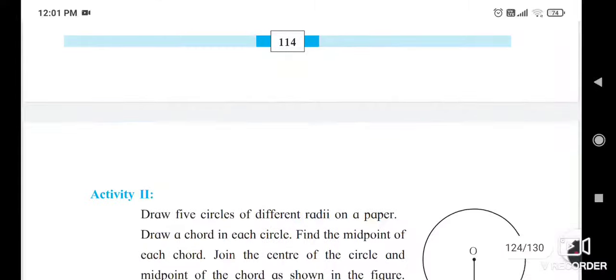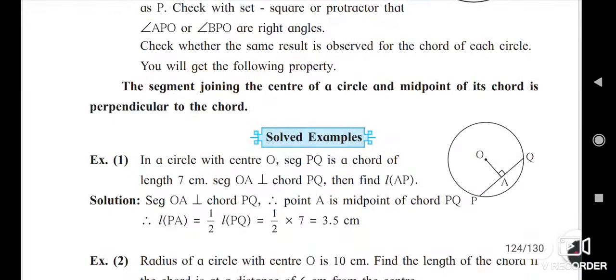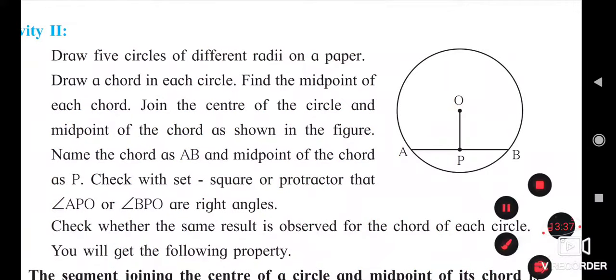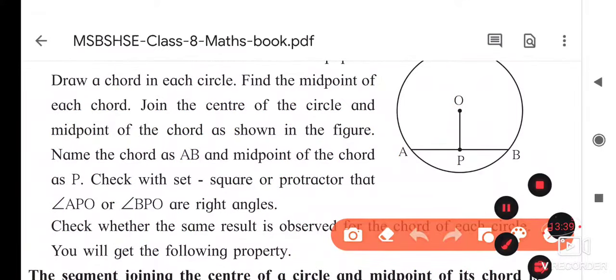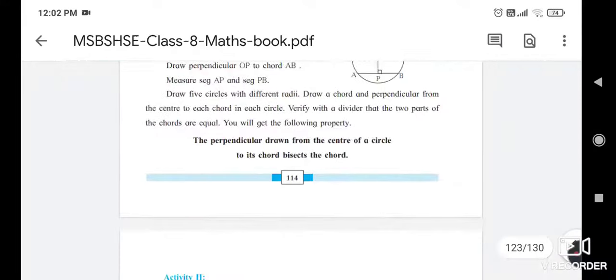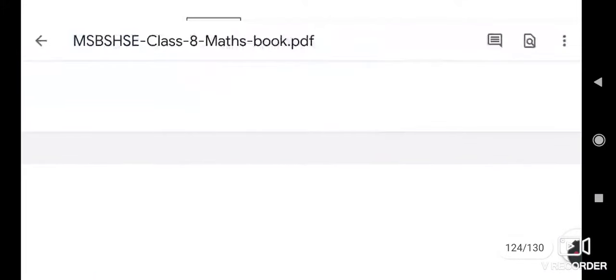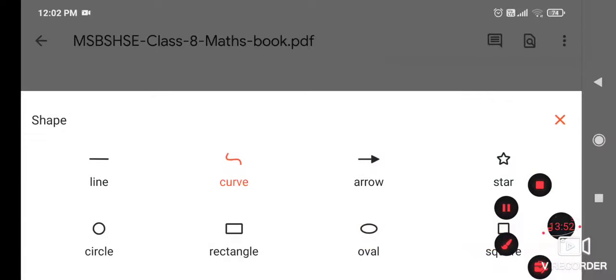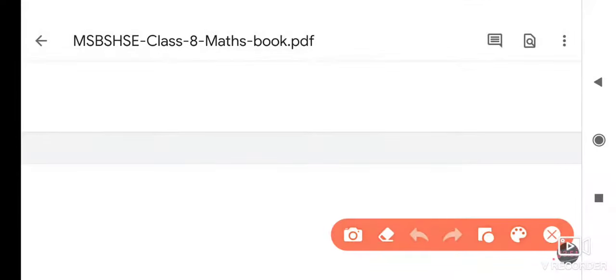Then the next property, the second activity, is given to us here. In this activity, draw 5 circles. We have to draw the 5 circles of different radius on the paper. Join the center of the circle and the midpoint of the chord. It is the converse. Next year you are going to study what a converse is. Converse means, actually, the theorem is there, and its converse is the opposite. So for that, we have to draw the 5 circles.